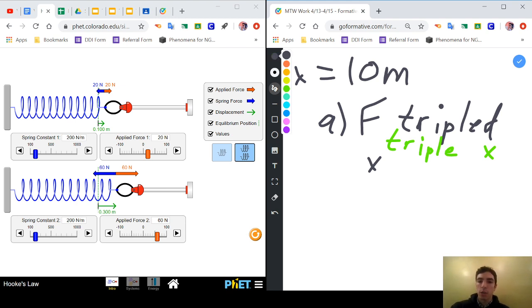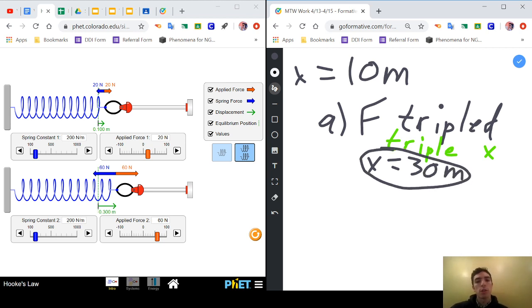And so when I come back to the information that we have for this problem, we started off with 10 meters, and so triple that should be our new 30-meter displacement, which makes sense. If you pull 3 times as hard on some spring, as long as it's the same spring, it should be stretched 3 times as much.